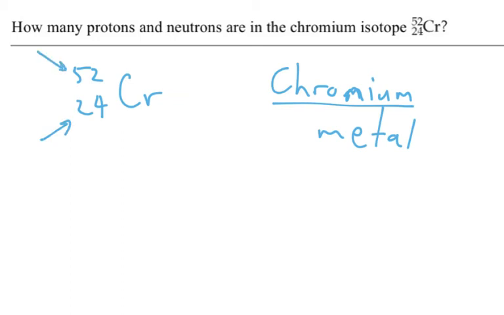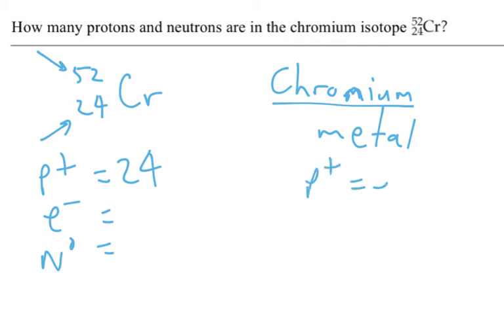So, what you're going to be asked to do is you're going to be given this notation, and you're going to be asked to determine how many protons it has, how many electrons, and how many neutrons. Well, the protons is the atomic number, and that's 24. Now, this atom's neutral. So when you're neutral, the proton number and the electron number are the same. So if I got 24 positives, I got 24 negatives.